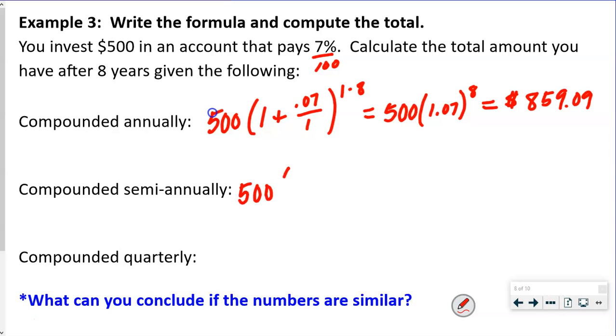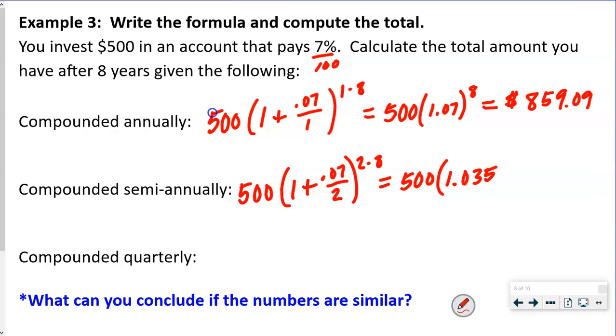So now when we compound it semi-annually, it's going to be very similar. So we're going to have our 500. This time it's going to be 1 plus our 0.07 divided by 2. And then we're going to actually multiply 2 times 8. So here again, it would be 500 times 1.035 to the 16th power, okay?